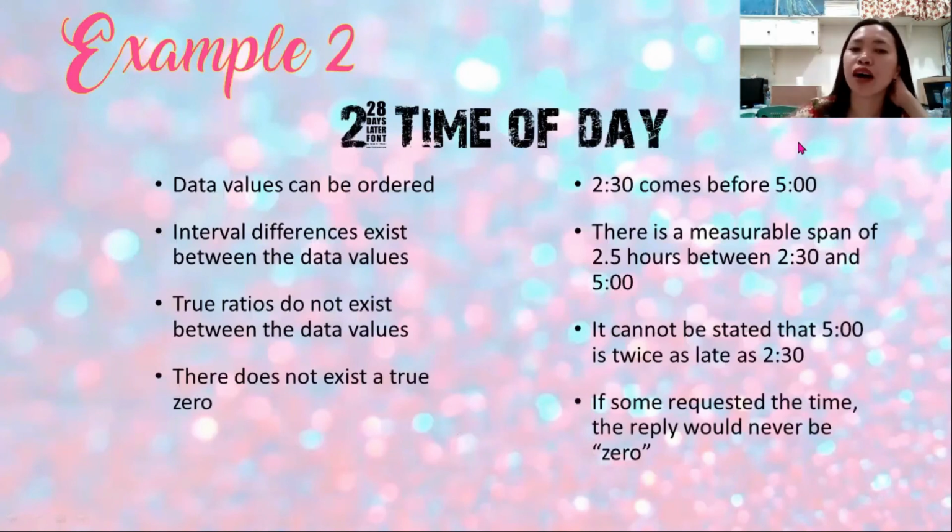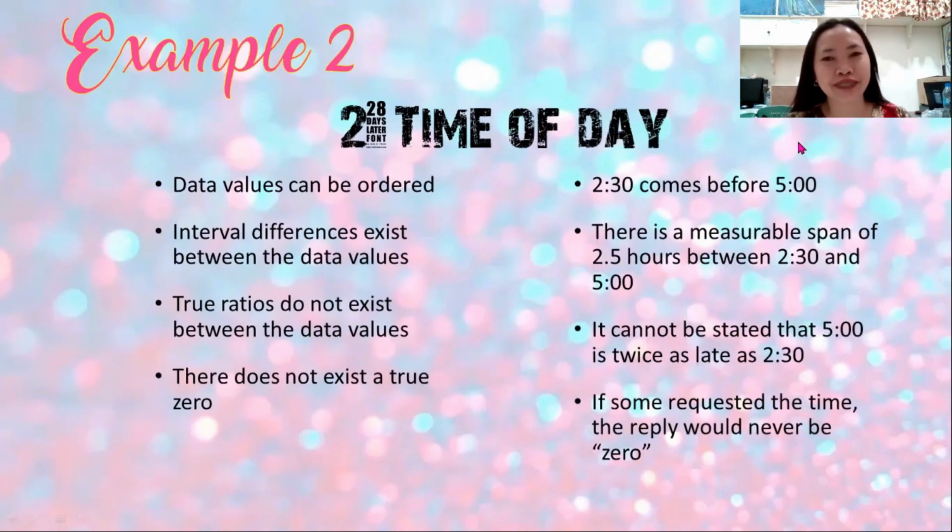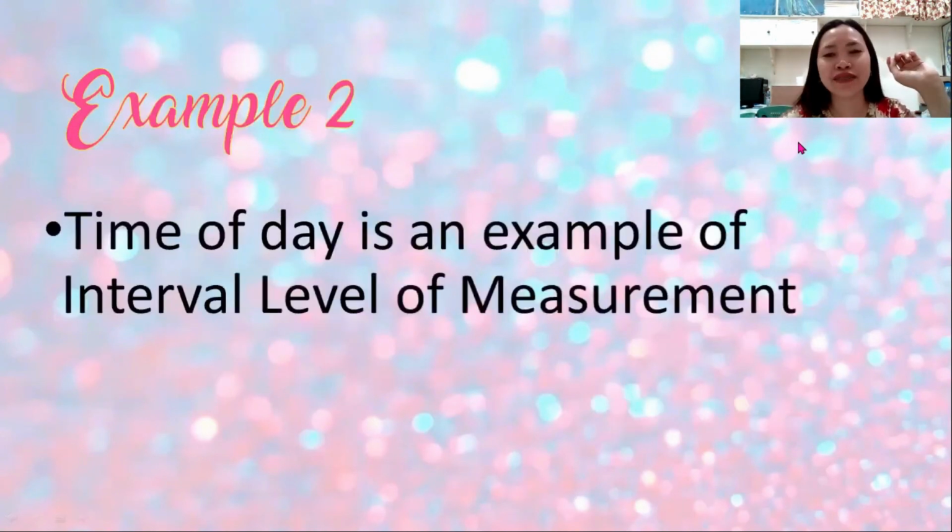Very good. Number 2, time of day. The data values can be ordered. 2:30 comes before 5, right? And 5:30 comes before 6:30. Interval differences exist between the data values. There is a measurable span of 2.5 hours between 2:30 and 5. Now, true ratios do not exist between the data values. It cannot be stated that 5 is twice as late as 2:30. We could not say that. So, there does not exist a true 0. If someone asks you what time it is, you could not say 0. If we have these characteristics, then what kind of data is this? Ta-da! That is interval level of measurement.